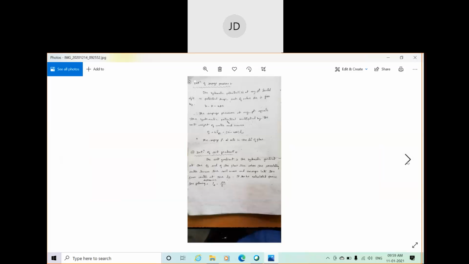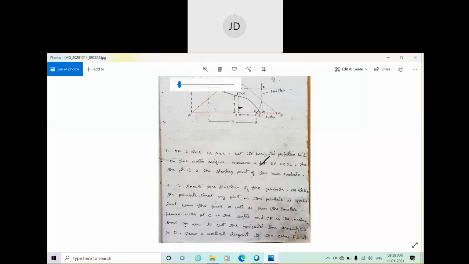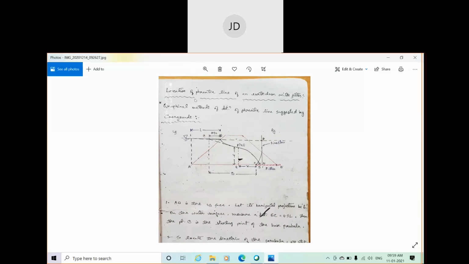So yeah, this is a graphical method for locating the Friedrich line of an earthen dam with flow field. I think these things were also discussed in the last class, though not in detail. The graphical method was not discussed last class because it is of no use in this particular semester.